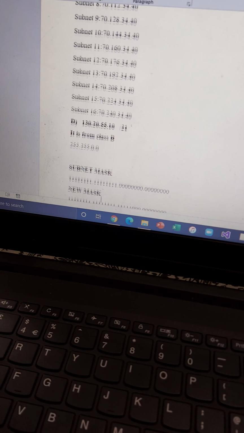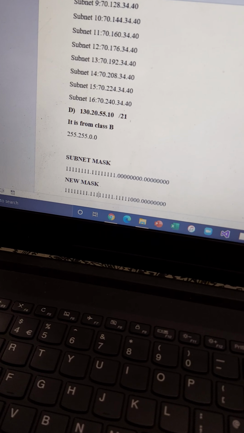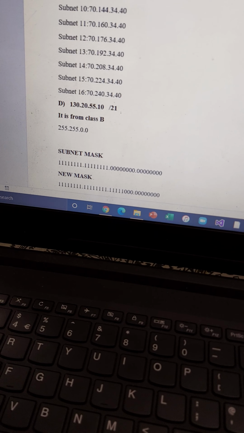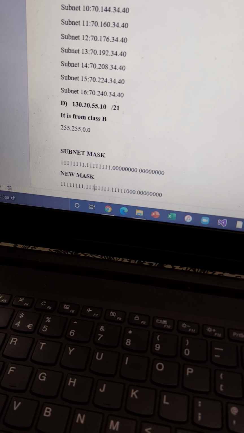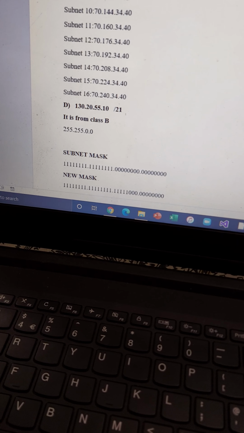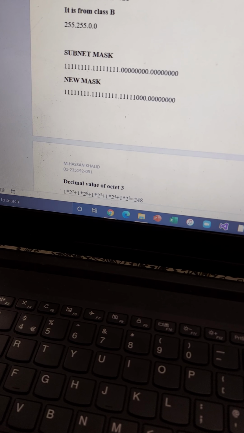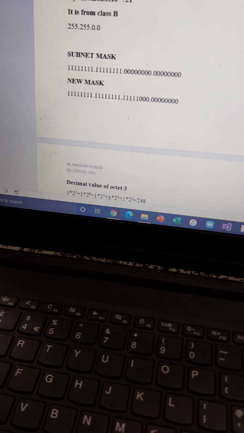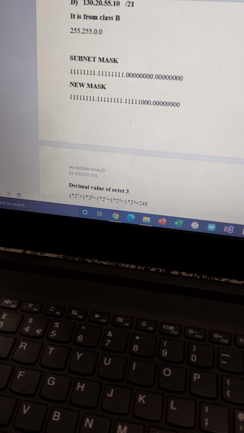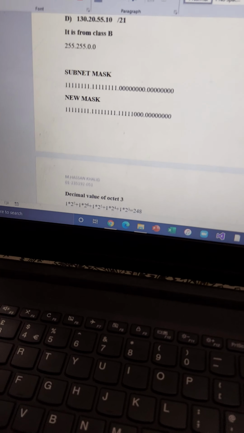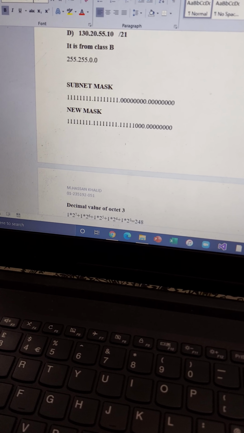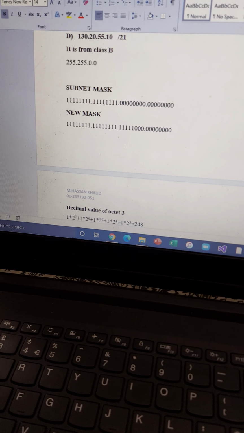Now, sir, here is part D. As the first octet is 130, it is from 129 and above, so it is from class B. And, sir, here we will write 255 in first, 255 in second, 0.0. Then, sir, where there is 255, we will write 8 ones, and where there is 0, we will write 8 zeros.